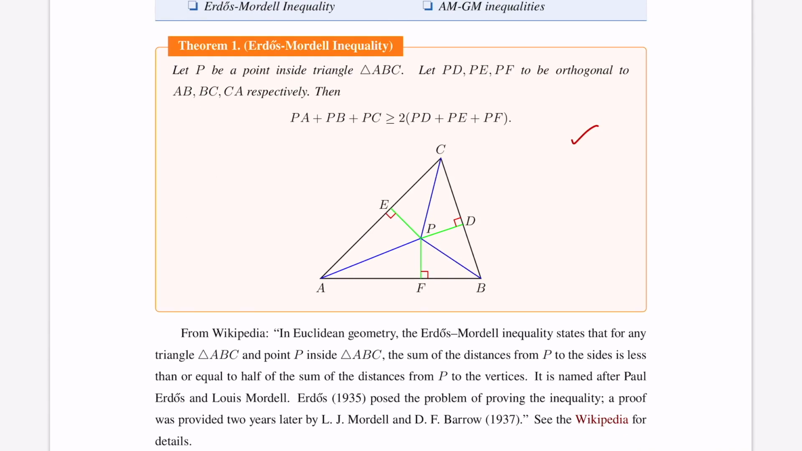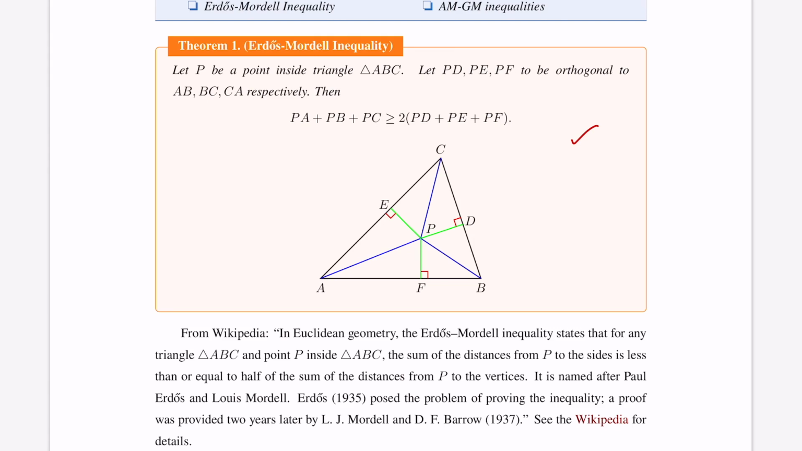Two years later, the problem was solved by L.J. Mordell and D.F. Barrow, and the method is one of the simplest. After that, there were, I guess, more than 100 different proofs of this famous inequality. So this inequality should have been called the Erdos-Mordell-Barrow inequality. I don't know why Barrow was forgotten. Anyway, nowadays people call this inequality the Erdos-Mordell inequality.